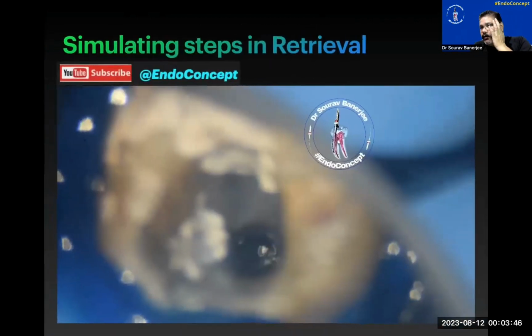So here is a small video of how we do it: first the guttering on the inner wall, where we work to free the instrument from the canal, and then subsequently how we activate in the presence of either EDTA or silicone oil to let the instrument pop up in the canal. We'll just have a small video here.